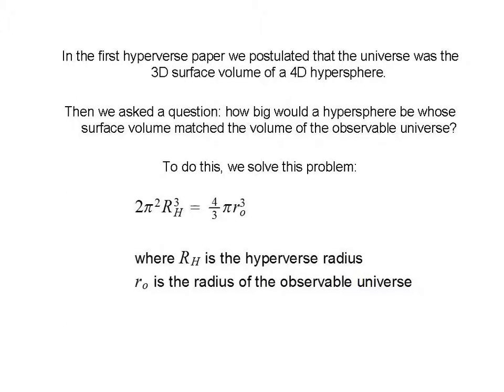To do this, we solve this problem. We take 2 pi squared r sub h cubed is equal to 4/3 pi r sub o cubed. This term on the left is the surface volume of a four-dimensional sphere, and the term on the right is the volume of a three-dimensional sphere. R sub h is the hyperverse radius, and r sub o is the radius of the observable universe.